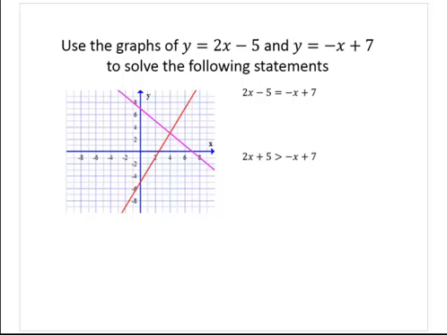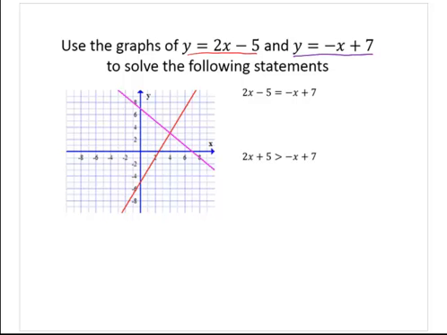So in this graph, we see the graphs of y equals 2x minus 5 and y equals negative x plus 7. We're asked to use the graphs to solve the following statements. The first statement is the equation 2x minus 5 is equal to negative x plus 7. So the graph of y equals 2x minus 5 is in red in this graph, and negative x plus 7 is in purple in this graph.